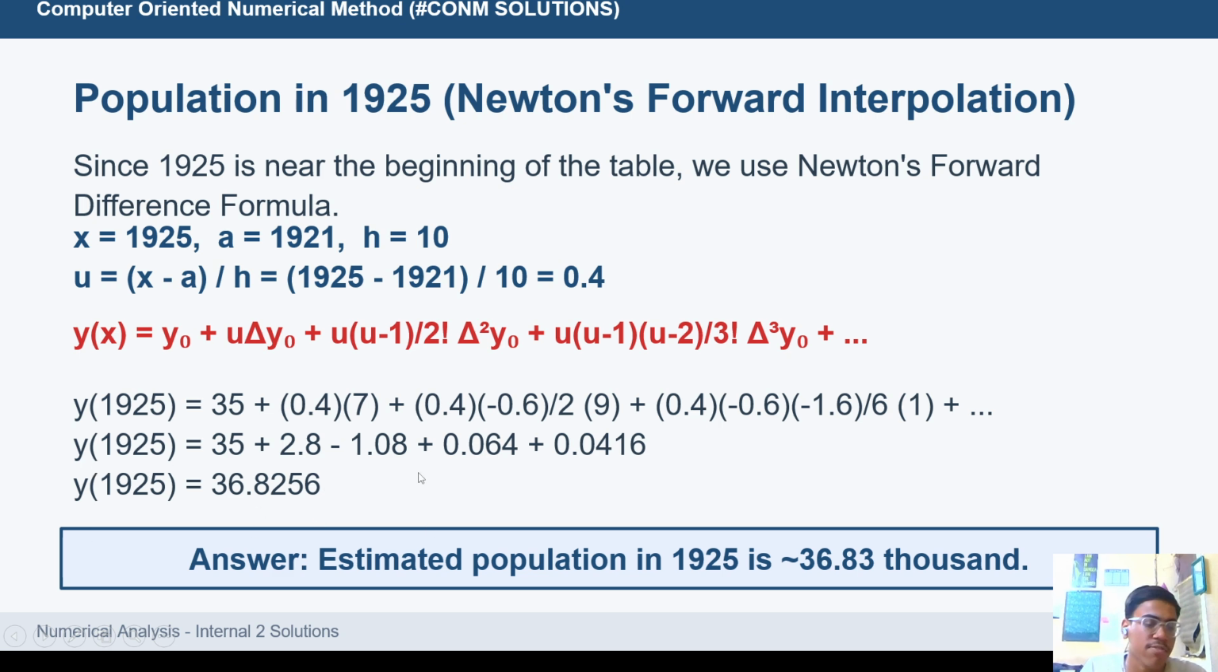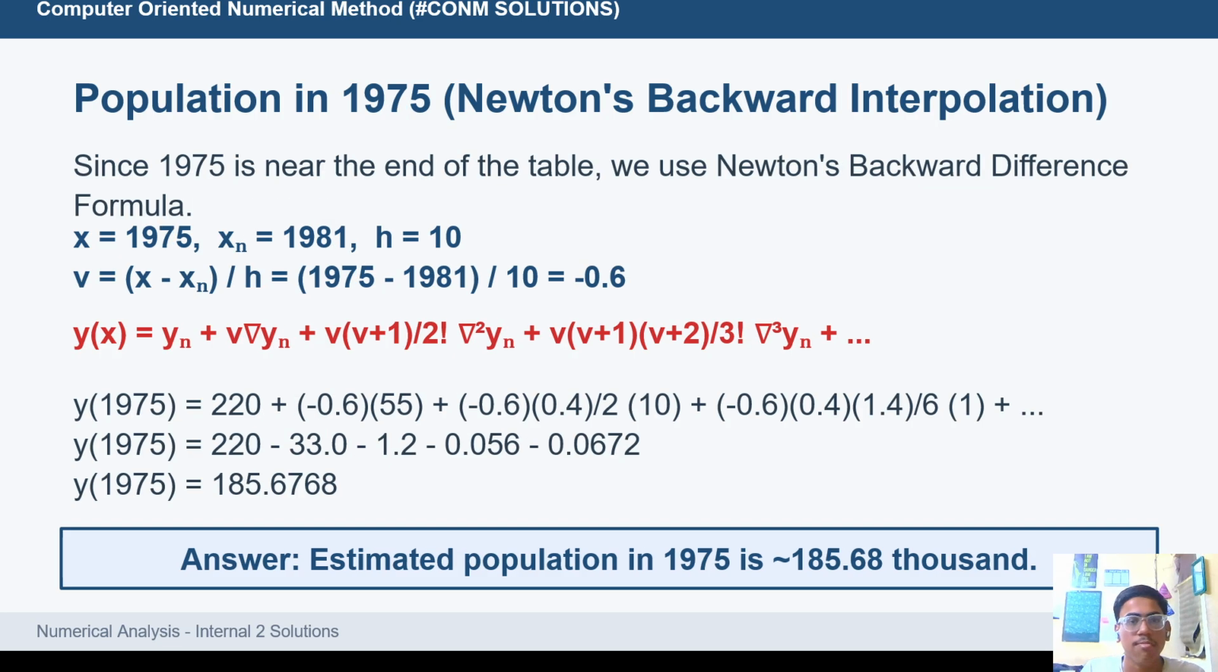So we'll put 1. Now after solving this, we will get the value of y of 1925, that will be equal to 36.8256. So here we could conclude that the estimated population in the year 1925 is somewhere around 36.83. We have rounded it off to 36.83 thousand. In this way, we can find the population in the year 1925 using Newton's forward interpolation.